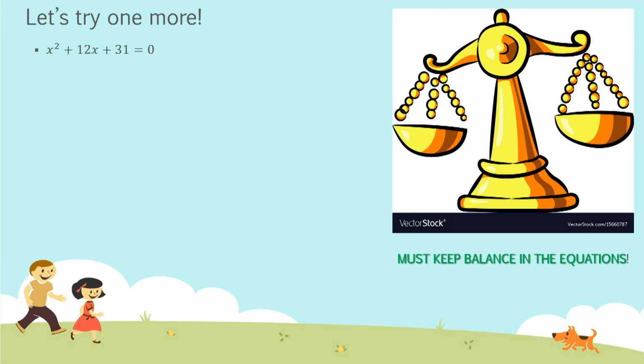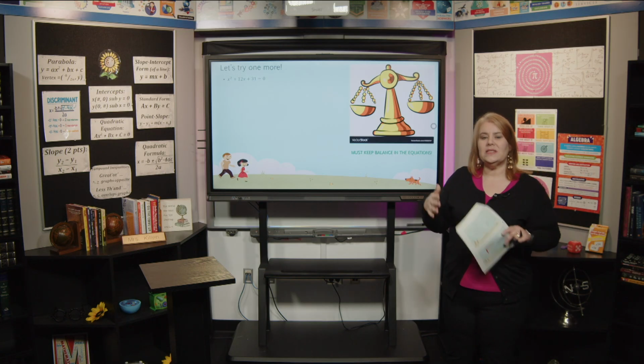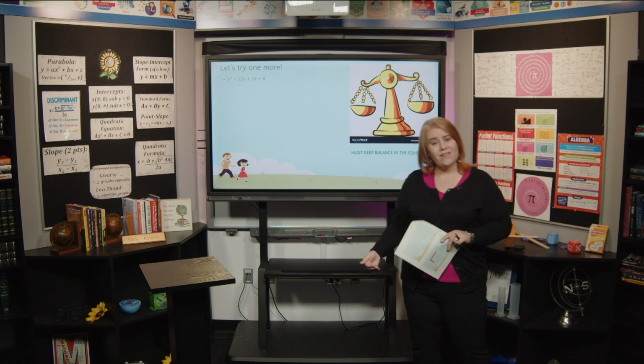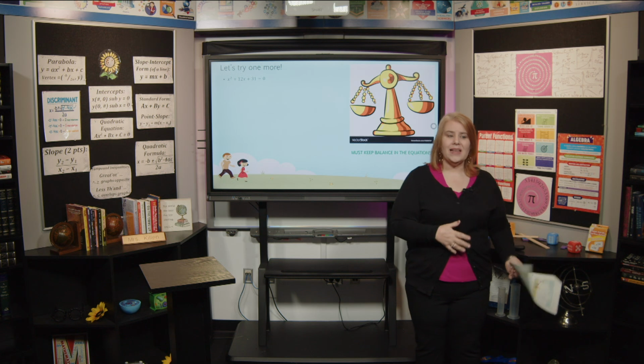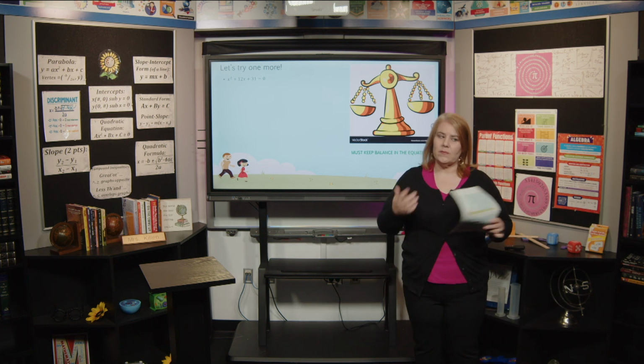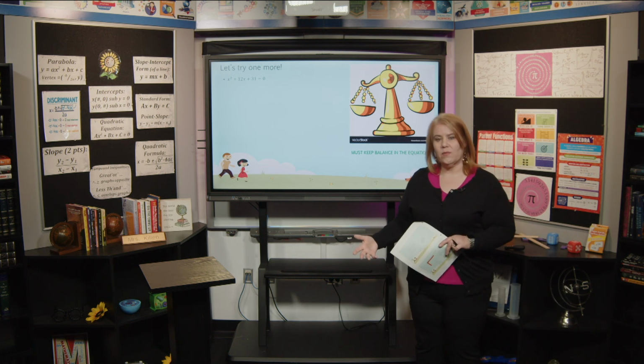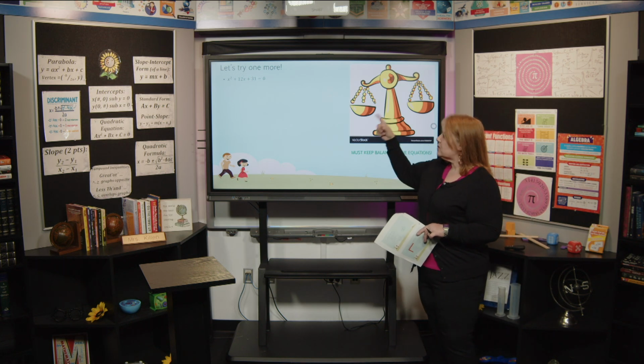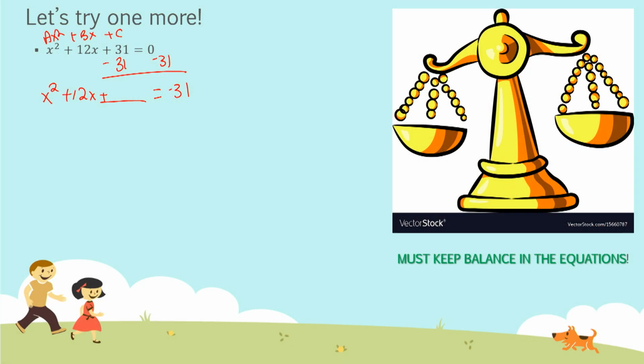So I put a scale up here to tell you that we always have to keep these equations balanced. Whatever I do to one side of that equation, I have to do to the other side. If I'm adding something to one side, I'm adding it to the other. If I'm subtracting it from one side, I'm subtracting it from the other. You have to keep these equations balanced. Think of it as a scale. So let's work with this one with this in mind.